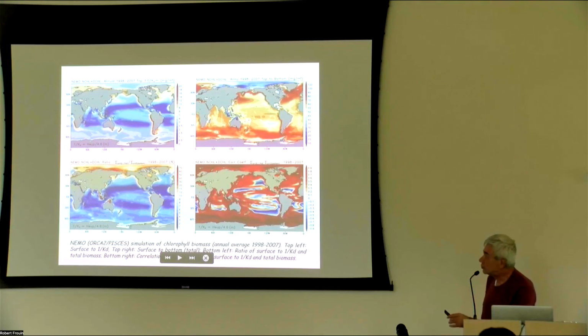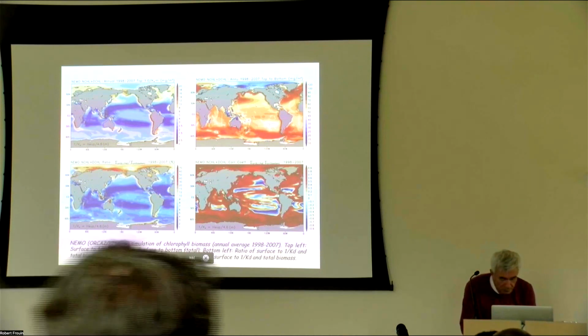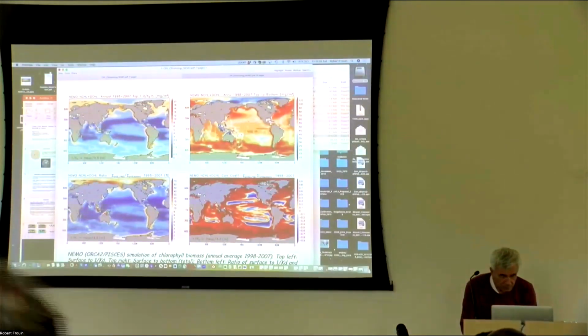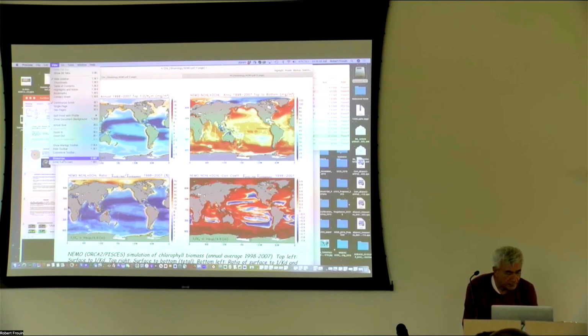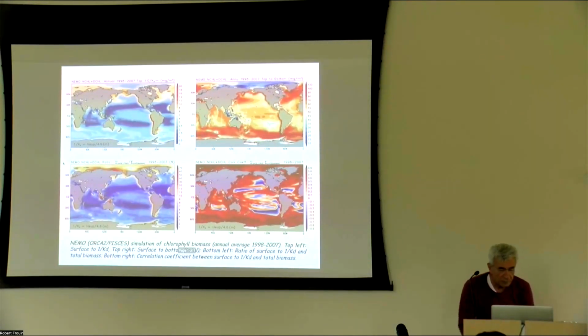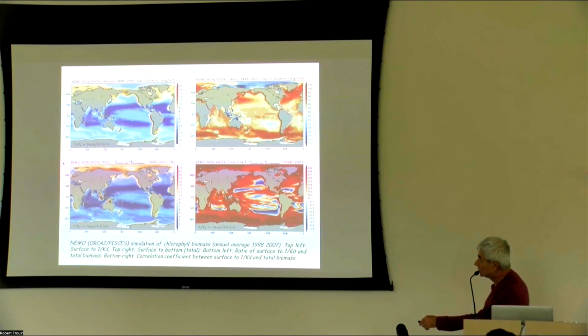These are some simulations using global circulation models. Here, LIMO is a European model with physics and biogeochemistry. And these are simulations of the chlorophyll biomass, the annual average from 1998 to 2007.